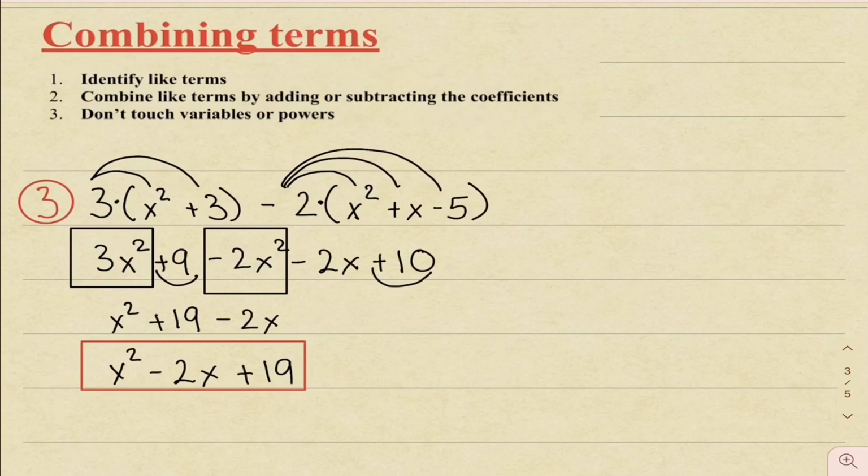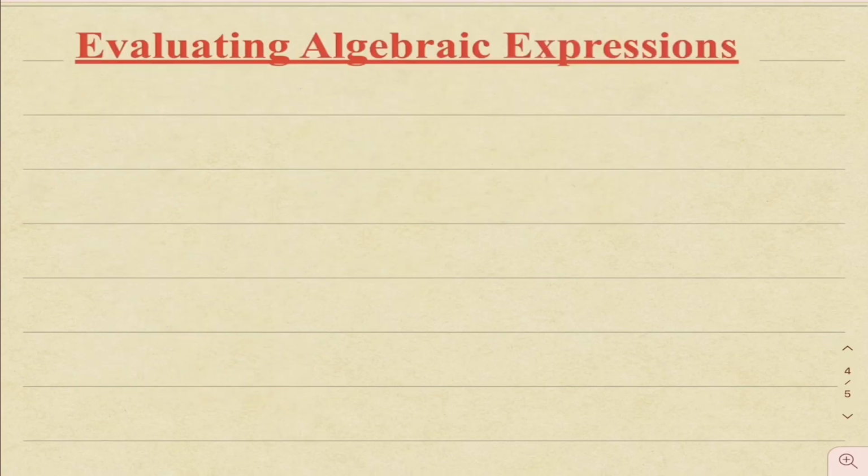Okay, so now that you guys know what algebraic expressions are, and you know what like terms are, and you know how to combine terms, I'm going to go ahead and show you guys how to evaluate algebraic expressions. How do we evaluate algebraic expressions? So we will be given an algebraic expression along with the numerical value of the variables, and then we have to substitute or plug in the numerical value in the place of the variable. Let me go ahead and do an example, and you guys will know what I mean. So let's say I have 3xy minus 5y squared plus 2x.